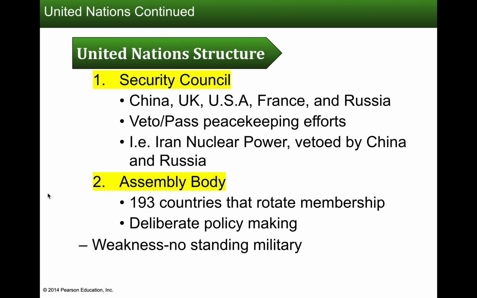As I mentioned, the United Nations has 2 bodies. One is the Security Council. They will pass and veto peacekeeping effort initiatives. They also have the Assembly body, and this is a rotating of members. They make up 193 countries. They rotate members, and the rotation is about a third is rotated every 6 years, and you have the Assembly body making deliberate policies, so formulating policies for possible peacekeeping effort initiatives.